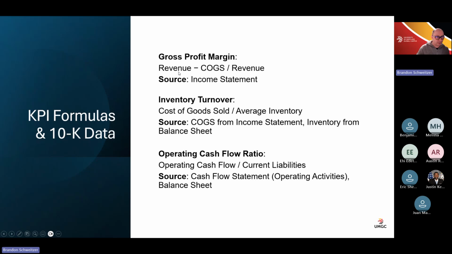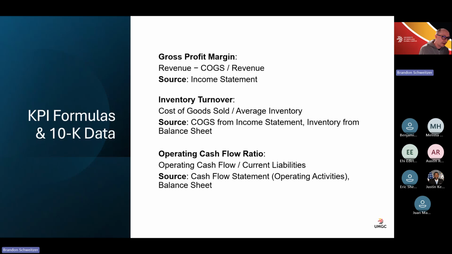Now, your company might call revenue something else. It might call it sales. It might call it income. I don't know. Right? It's that top part of the income statement, so that's where you'll find your revenue. Your cost of goods sold is your cost of goods sold, or cost of sales is sometimes what it's called. And both those items are found on your income statement. That'll help you to calculate the gross profit margin.